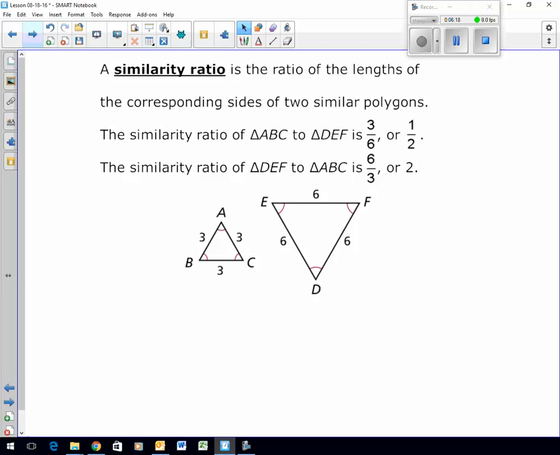Similarity ratio is the ratio of the lengths of the corresponding sides of two similar polygons. You don't have to write this part down, but it's very simple. The similarity ratio of triangle ABC to triangle DEF is 3 to 6, or 1/2. The similarity ratio of triangle DEF to triangle ABC is 6/3, or 2.